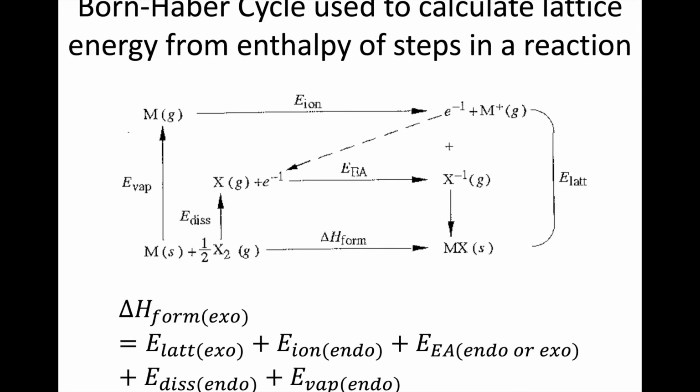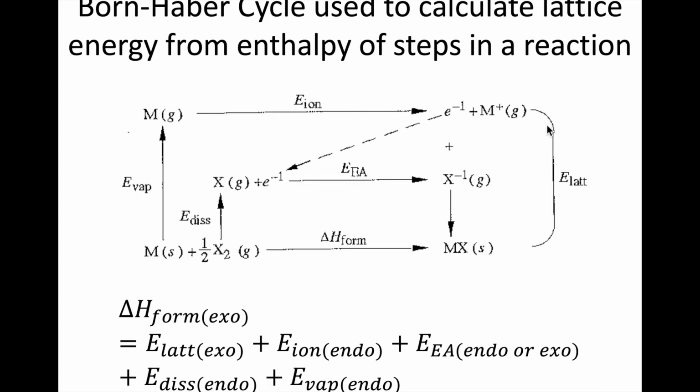So we use this Born-Haber cycle to calculate lattice energy, and instead of doing it by having ionic assumptions, we're going to do it by looking at the enthalpy of the reaction to form this material. This is why it's called a cycle, because we're looking at the cycle of creating this material. This is what a very general Born-Haber cycle would look like if we're creating an MX compound, where M is the metal, X is the nonmetal, and we're looking at the solid.